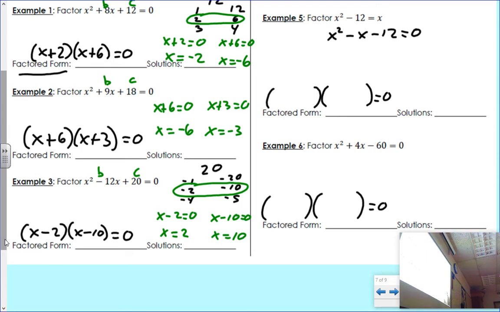Okay, for example 5, what multiplies to negative 12 and adds to be negative 1? Remember, there's a 1 in front of there. If you don't see the number, it's always going to be 1. So that means it's going to be x minus 4 and x plus 3 for your factors. And then for your solutions, it'll be x equals positive 4 and x equals negative 3.